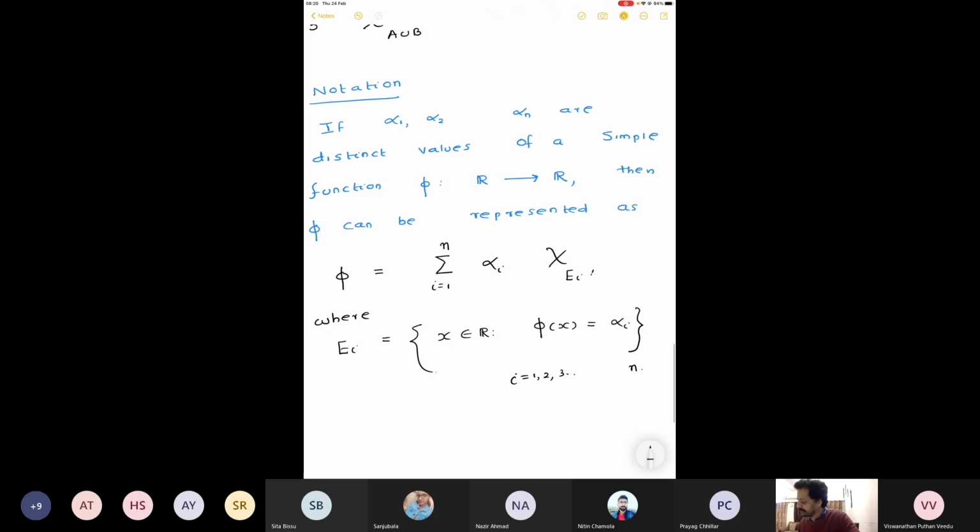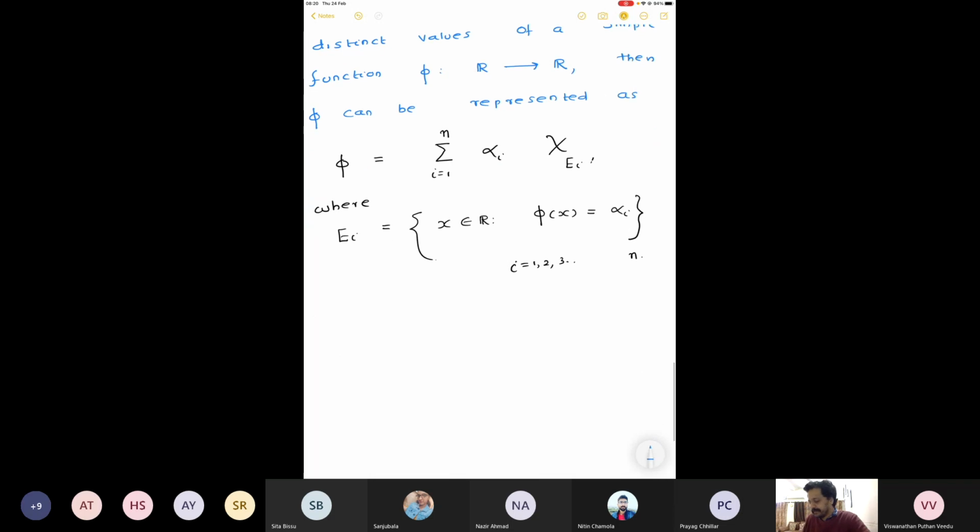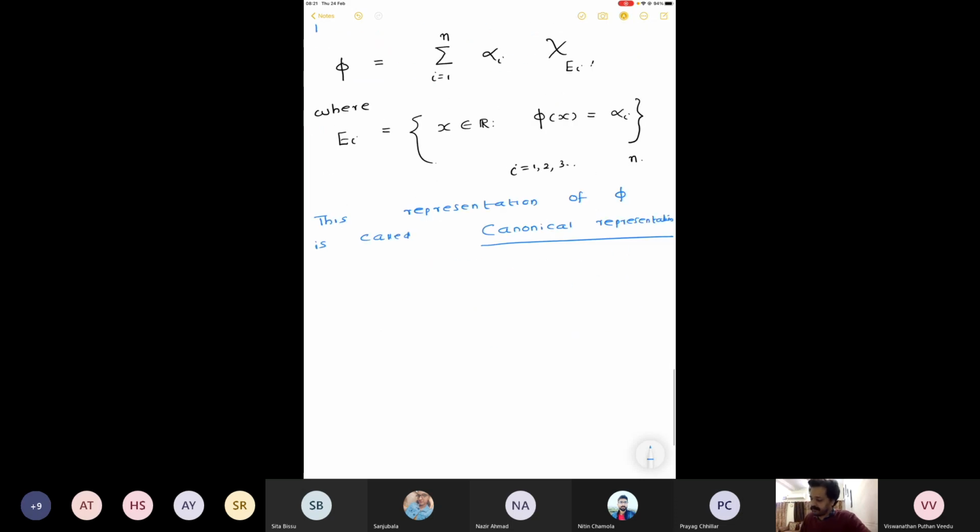And this representation is called the canonical representation of a simple function. This representation of phi is called the canonical representation. There may be many other representations for the same simple function. You take a simple function and try to write it in different ways. Let me make a few remarks here.